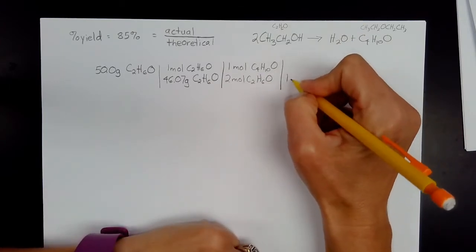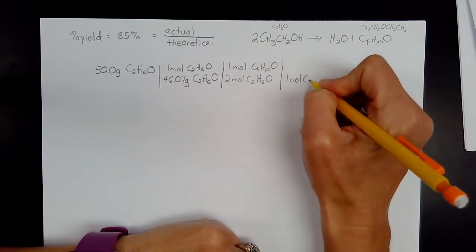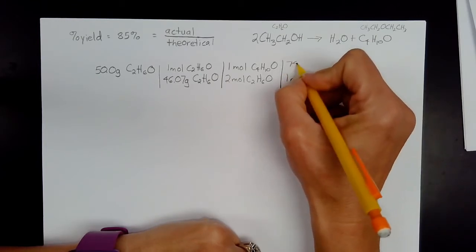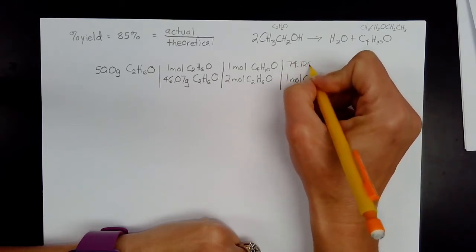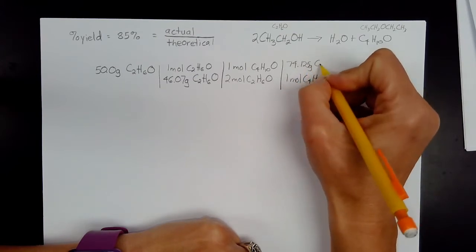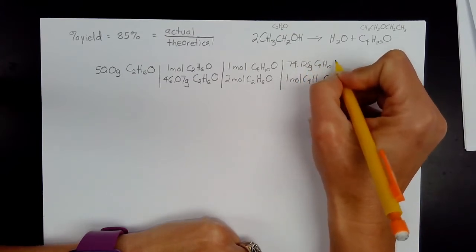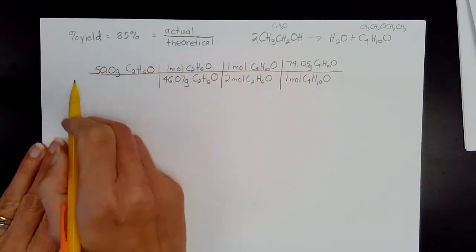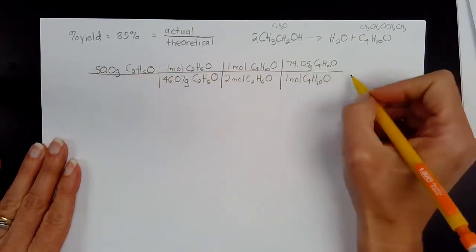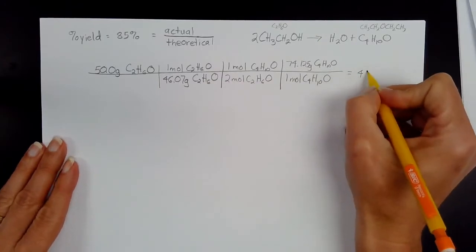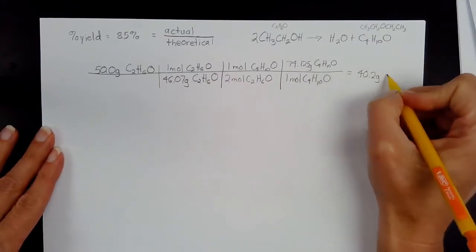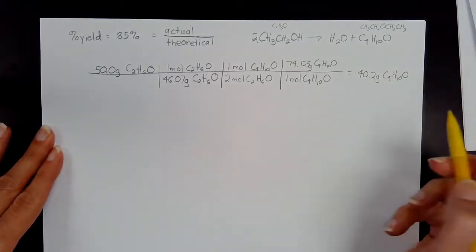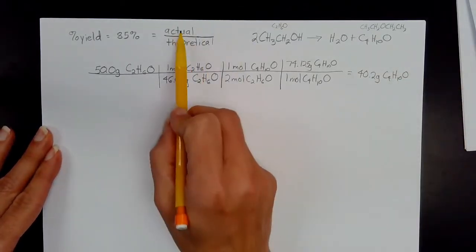And then it asks for grams, so we're going to go ahead and convert using molar mass. So we have 1 mole of C4H10O is 74.125 grams of C4H10O. And so when we go through and do all of the multiplication across and divide by the bottom, we get 40.2 grams of C4H10O.